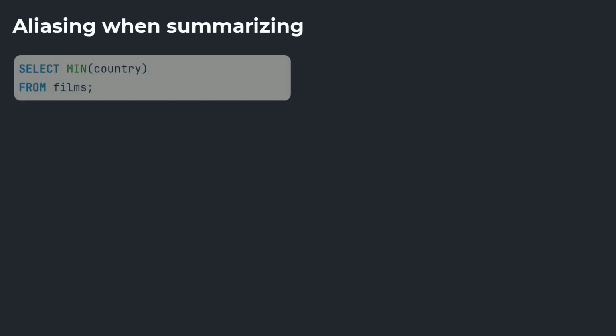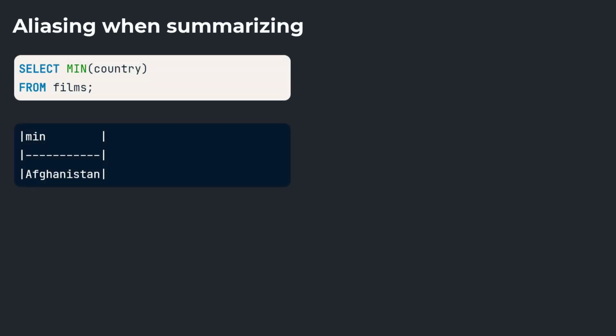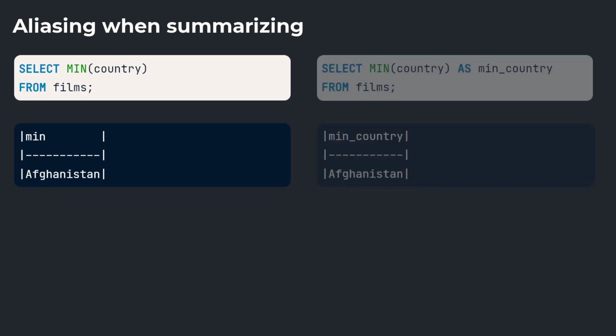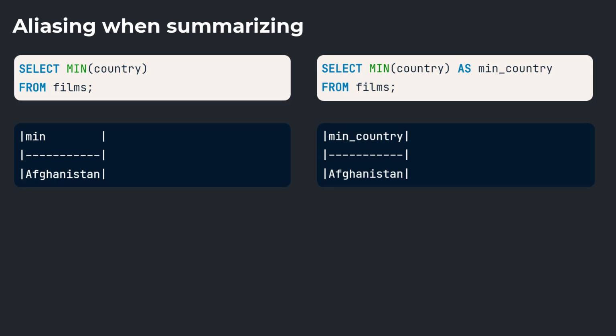Notice how all query results have automatically updated the field name to the function. In this case, min. It's best practice to use an alias when summarizing data so that our results are clear to anyone reading our code.